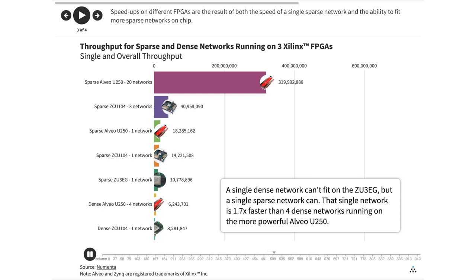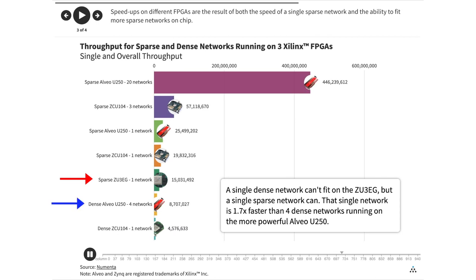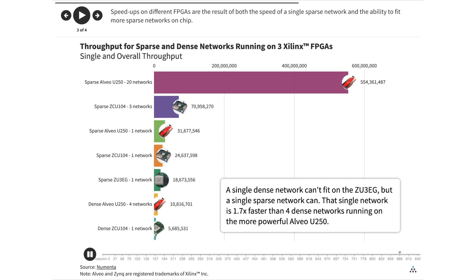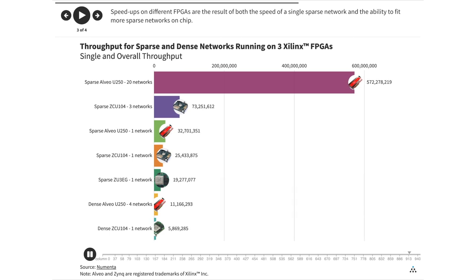In the case of the smallest chip, the Xilinx ZU3EG, the dense GSC network cannot fit on that system. The sparse network, however, is significantly smaller, and thus we can fit a single sparse network on that platform. The throughput of that single sparse network on the small chip is 1.7 times faster than the total throughput of 4 dense networks running on the powerful Alveo U250, roughly 21,000 words per second on the Xilinx chip versus roughly 12,000 words per second on the Alveo board. This opens up whole new product categories where ultra-small, energy-efficient embedded platforms can run deep learning-based applications without compromise.